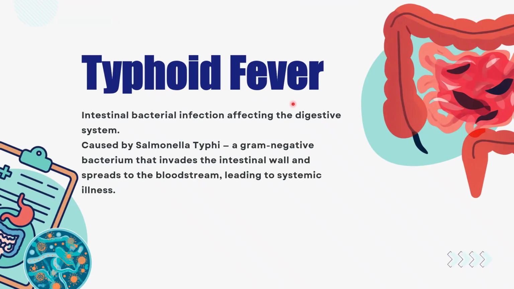Next disease is typhoid fever. See the picture. It affects the gastrointestinal tract. It is an intestinal bacterial infection affecting the digestive system. It is caused by the pathogen Salmonella typhi. Listen, the name Salmonella typhi is what causes typhoid fever. It is a gram-negative bacterium that invades the intestinal wall of the gastrointestinal tract. It spreads to the bloodstream from the intestine, leading to systemic illness.